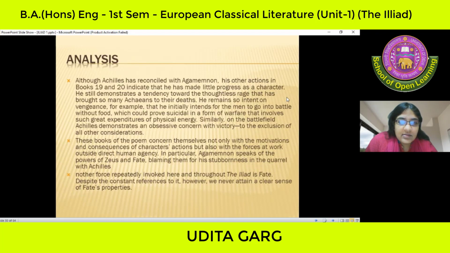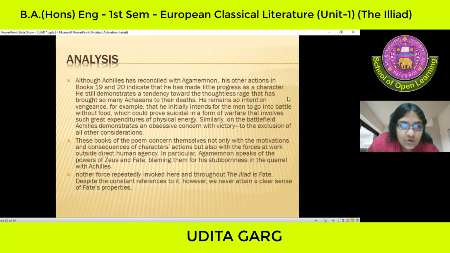So although Achilles has reconciled with Agamemnon, his other actions in book 19 and 20 indicate that he has made little progress as a character, right? Talking about the characterization, this is important: he has reconciled with Agamemnon, but his anger, which the theme of the book is about, has not really changed. He still demonstrates a tendency toward the thoughtless rage that has brought so many Achaeans, or Greeks, to their deaths.